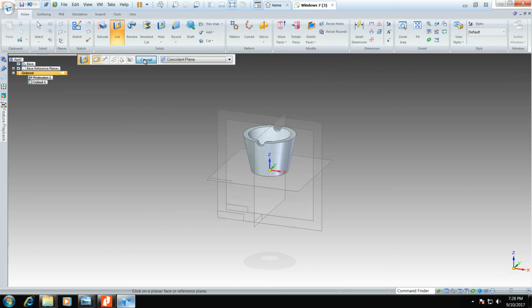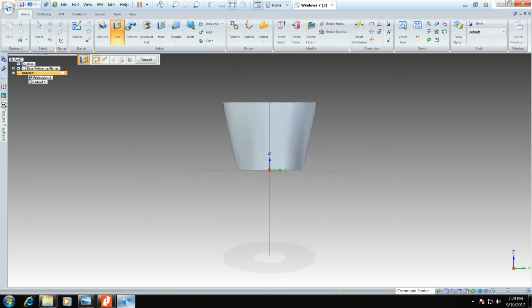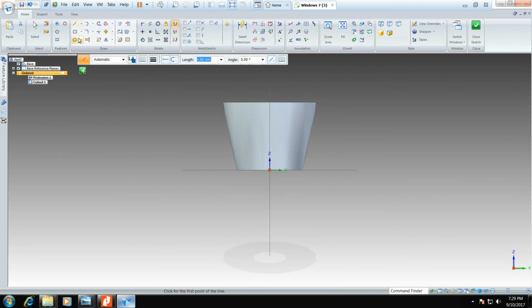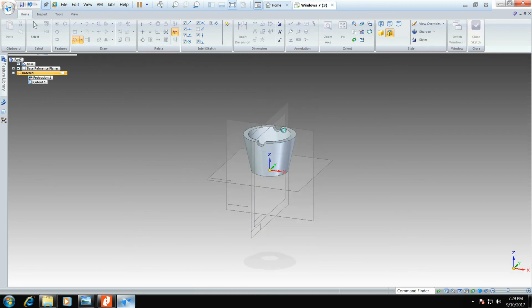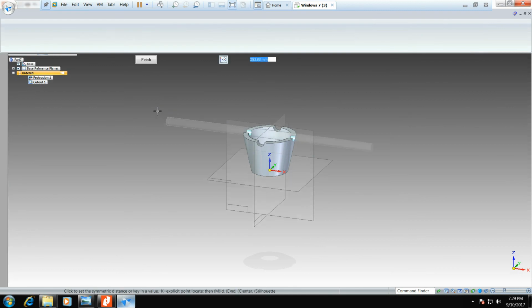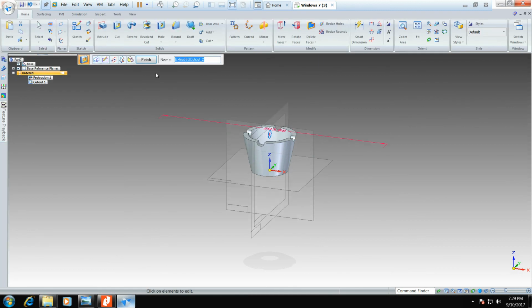Finish it. So again we have to cut in another direction. So select this right plane. Again take a circle, diameter 10, radius 5. Close sketch. So your cup part is over. Then save it.